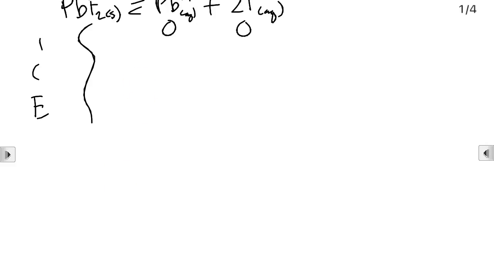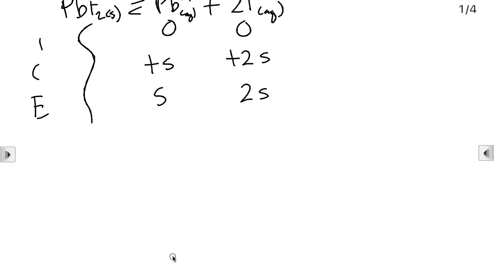Now listen, for KSP, they don't use X. They use S. And they'll give you values in S. The molar solubility is the S. It's just like X, but we're going to use S. Okay, so this is plus S. This is plus 2S. This is S, and this is 2S. All right, so far so good.